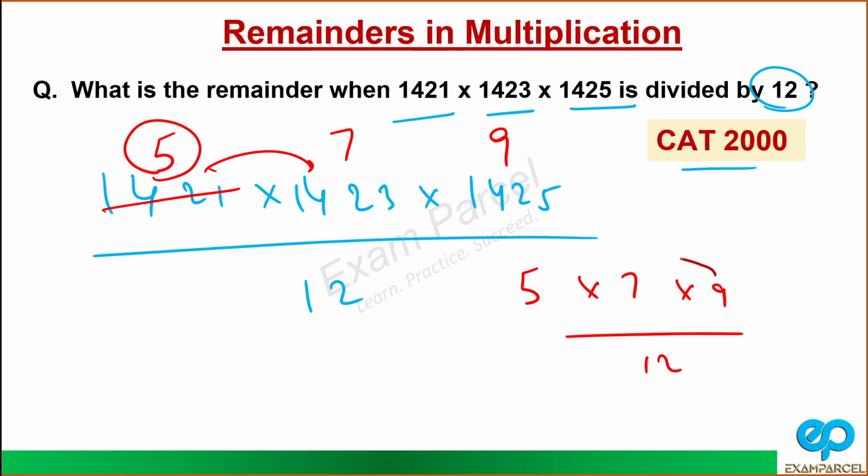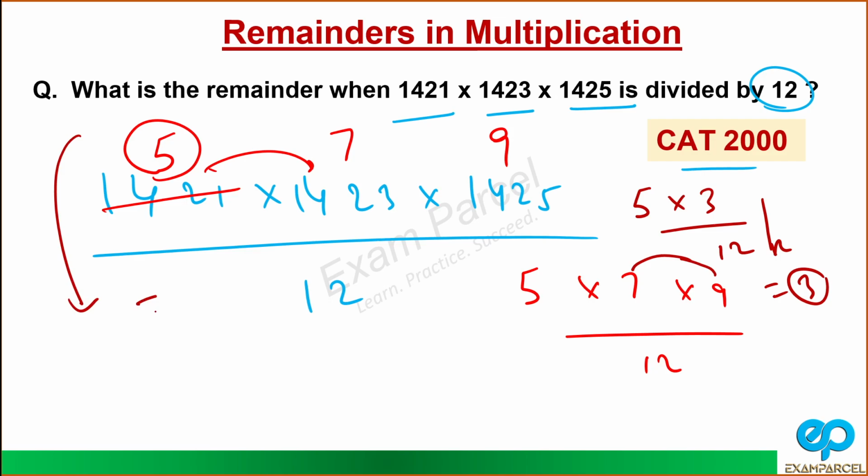Let's multiply these two. 7 into 9, so 63, right? So 5 into 63 by 12, this is going to give me 3. So 5 into 3 by 12, 15 by 12, that will give me a remainder of 3, right? So finally our answer is 3. So you have to choose numbers wisely so that your remainder is not more, right?